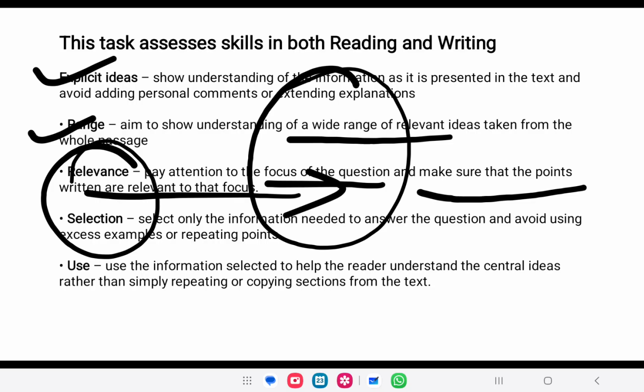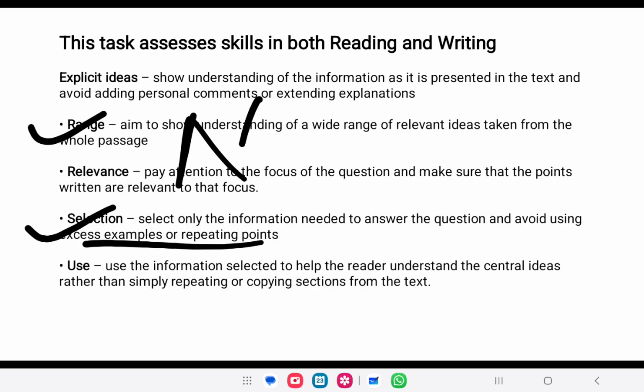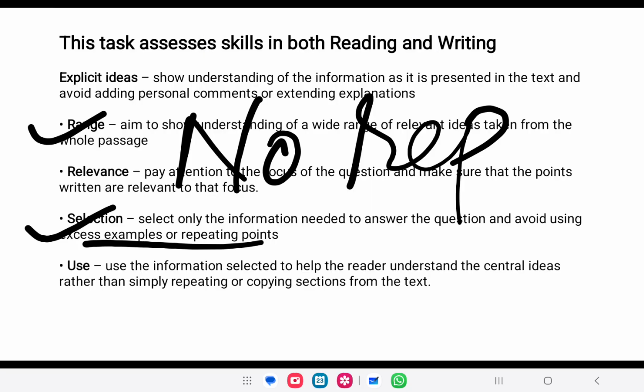Then after relevance we have selection. Selection is related to range also, so if you have a wide range of ideas, you will select them. Select only the information needed to answer the question and avoid using excess examples or repeating points. No repetition at all.